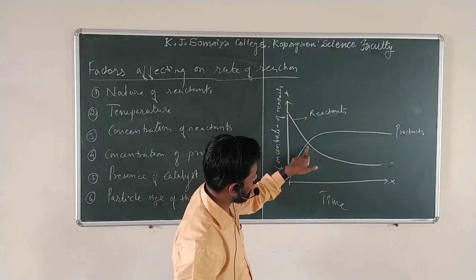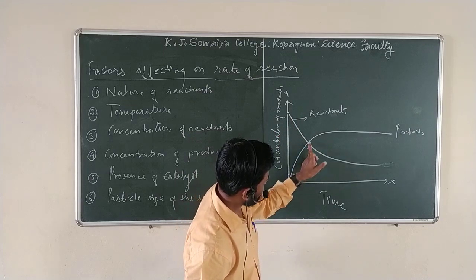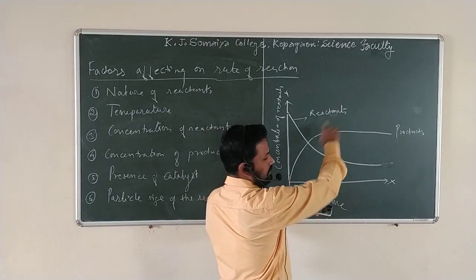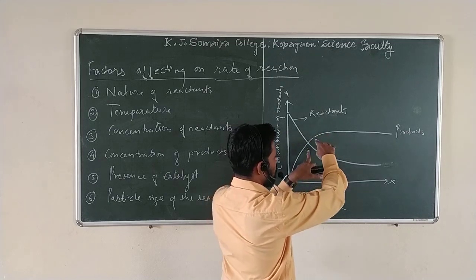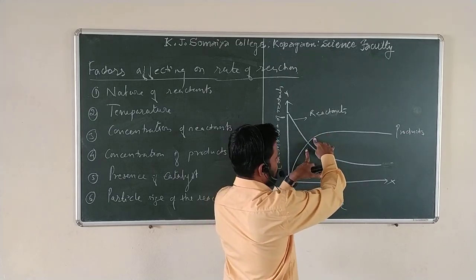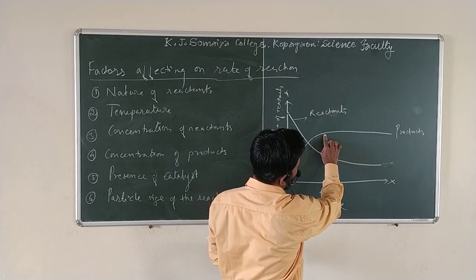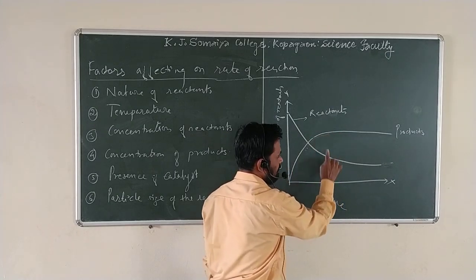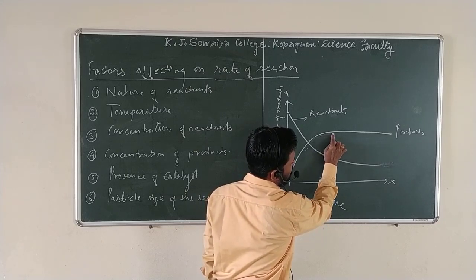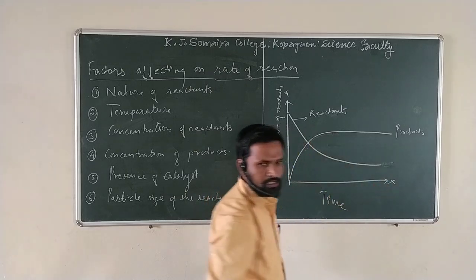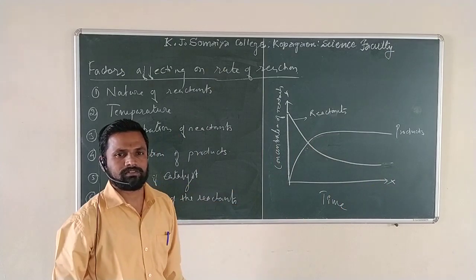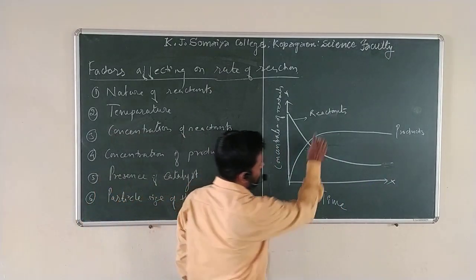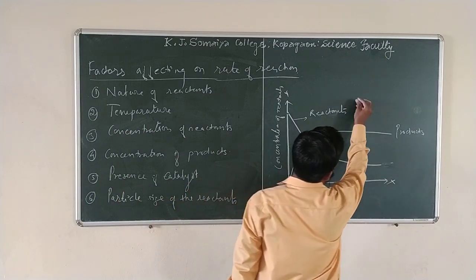As the concentration decreases, means what? If we find the rate of reaction at any time by drawing a tangent line, a slope line, we can determine the rate of reaction. The rate will become slow. As the concentration of the reactants decreases, the rate of reaction will be very slow. After some time, it will be steady, because the concentration is very less.